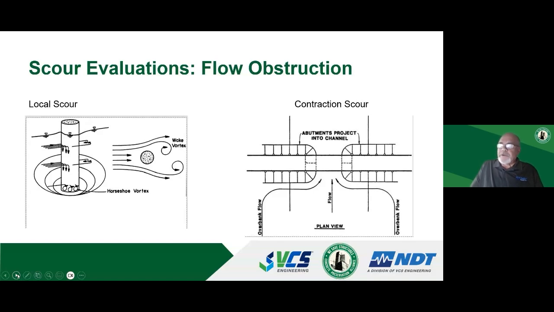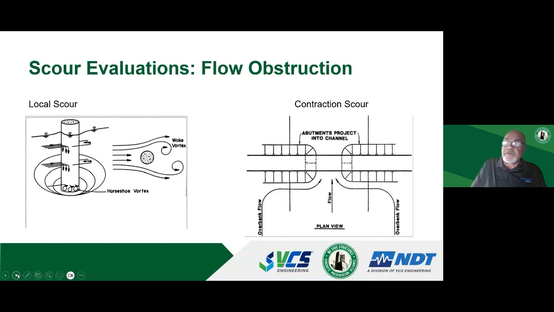So when all this water is in a river, it is coming down and it hits an obstruction like a pier, and that water is forced around the pier. It creates what's called a horseshoe vortex. It speeds up, and that velocity increase going around the obstruction can remove the soil from the support, the abutment or the pier. And that causes instability.